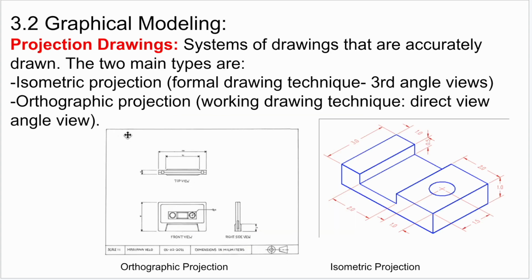We also have projection drawings. So this is a system of drawing that are accurately drawn. The 2 main types are isometric. So this is an isometric drawing, and this is an orthographic drawing. And we'll go through each of those right now.